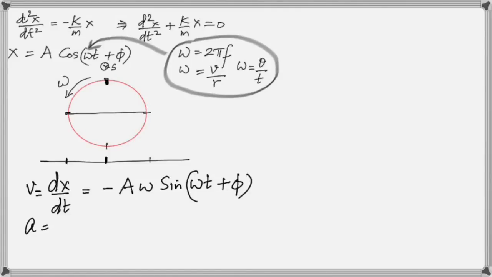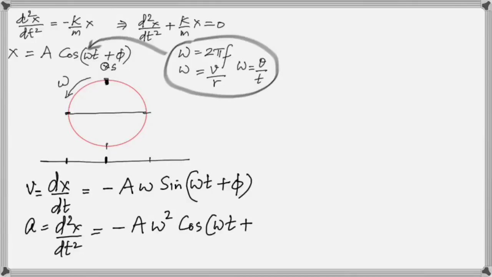So you get the acceleration, which would be d squared x by dt squared, and you would get minus A omega squared cosine of omega t plus phi. Now what you do is you take these two and plug them back into the original equation. What do you get?